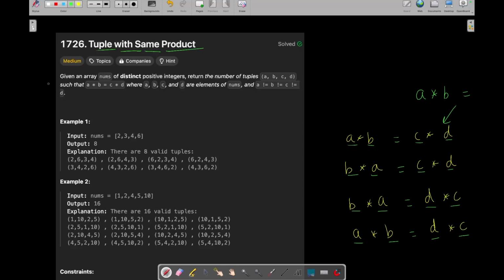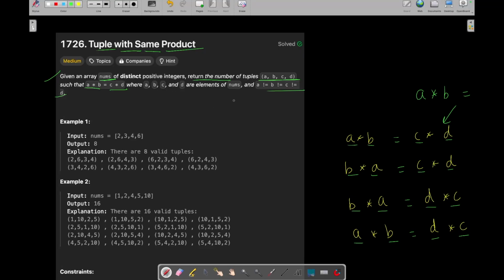And let's see what this question is and how we can solve it. So in this question, you are given an array nums of distinct positive integers and you need to return the number of tuples such that a into b equals c into d, where a, b, c and d are elements of nums and all are different.